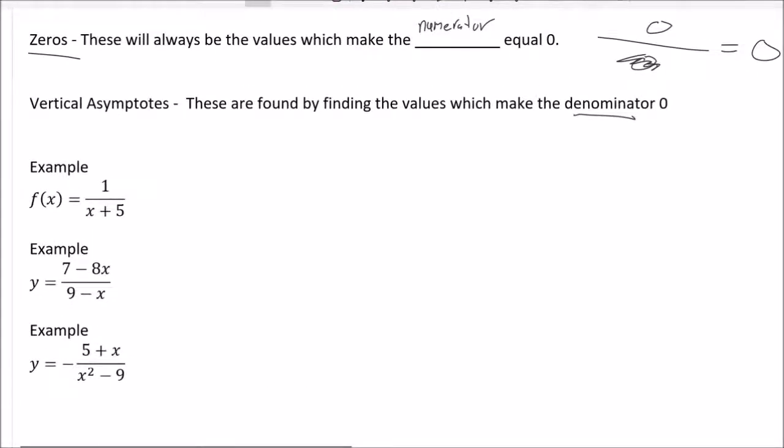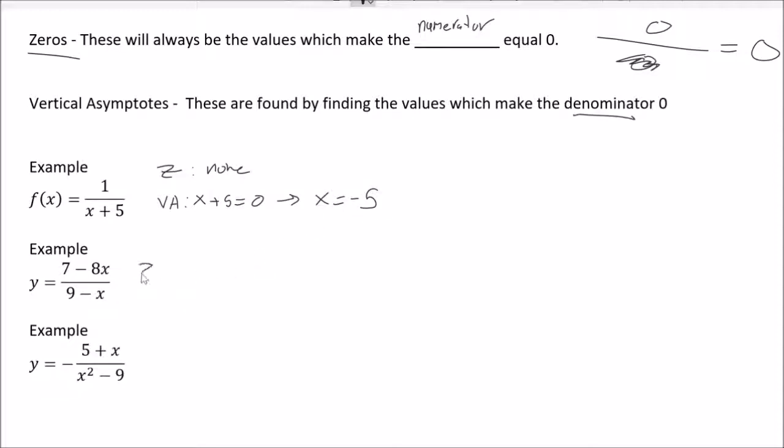Okay, and here they are. Let's try to find the zeros and the vertical asymptote of each of these. In the first one, the zeros: I don't think that's going to be possible on this one because there's no way to make 1 zero. So there are none. I'm going to shorten VA for vertical asymptote. That would be whatever values make the denominator 0, so whatever would make x plus 5 equal 0. And that would be negative 5. So that's all there is to it.